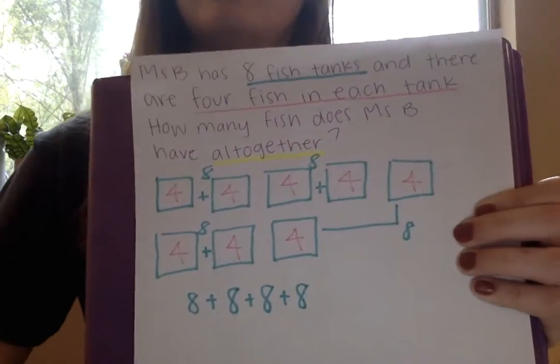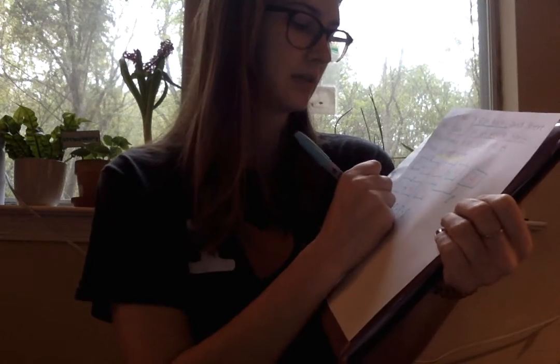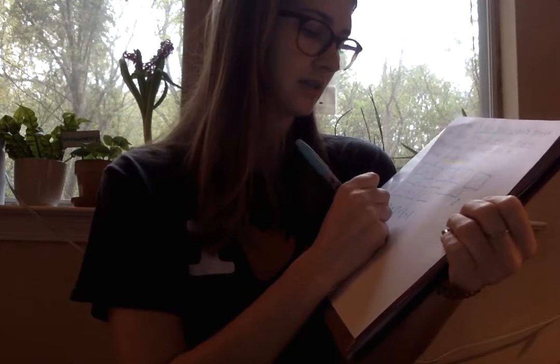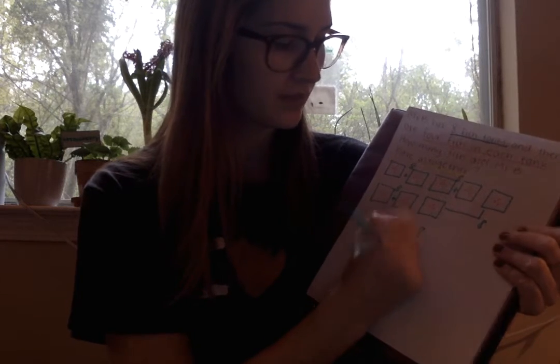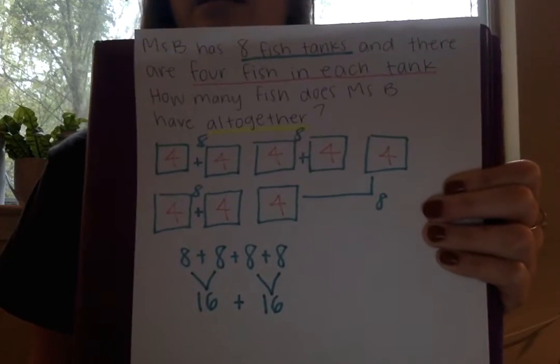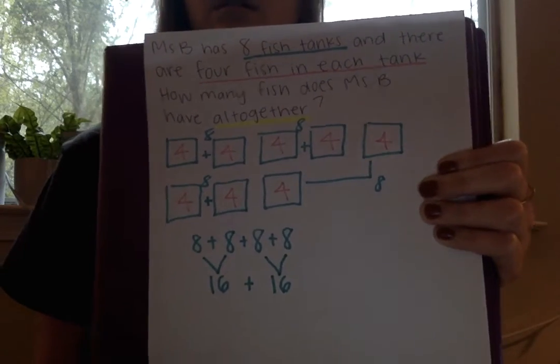Now I have another repeated addition problem we need to solve. I know that 8 plus 8 is 16 because that's one of my doubles facts. And here we have these two 8s come together and make 16 as well. So now what I need to do is 16 plus 16.